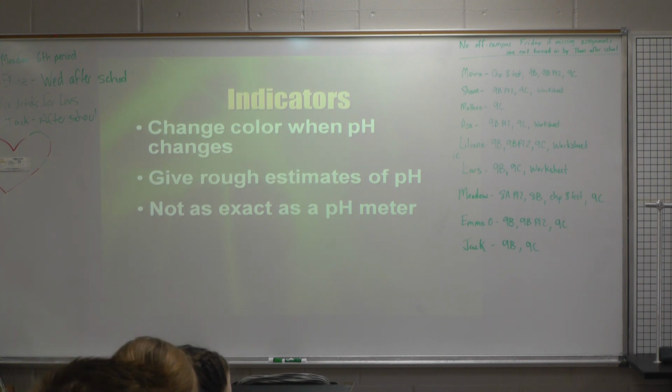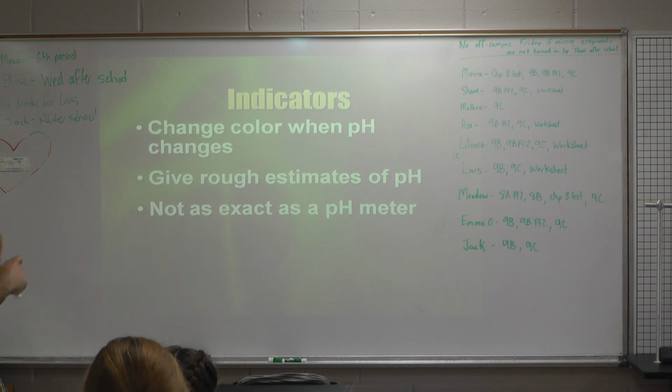Okay, so, litmus paper is an example of an indicator. It changes colors based upon whether it's acidic or basic, whether it has an acidic pH or a basic pH. That is a very simple version of an indicator. Okay, there are lots of different indicators.